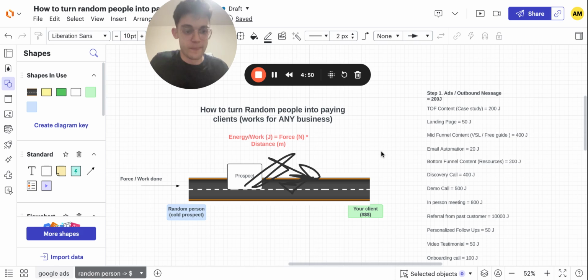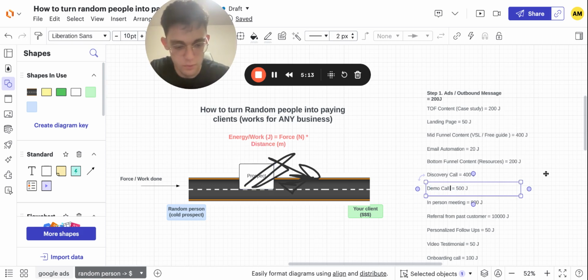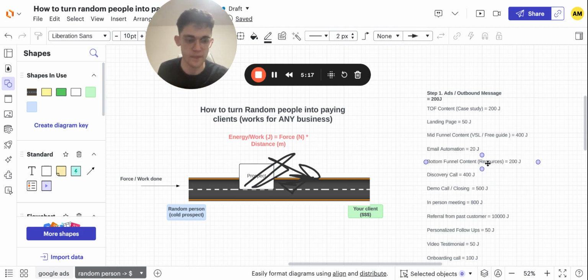Here, this is where the prospect might make some interaction with you, right? They're interested in your offer. They checked out all your stuff, and there's going to be a discovery call. So you call the prospect, you get to know their current situation, right? How you can help them, and they trust you a little bit more, right? Discovery call. Next, we got the demo call or closing, whatever you want to call it, right?